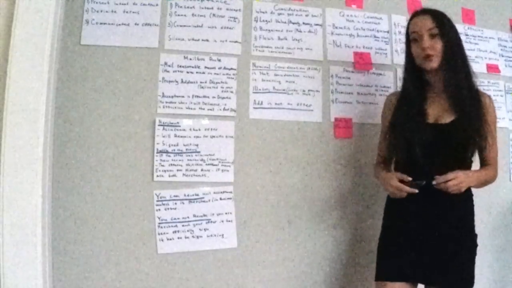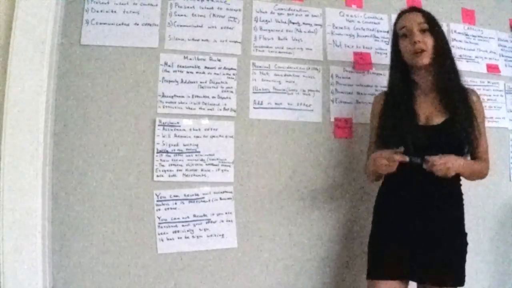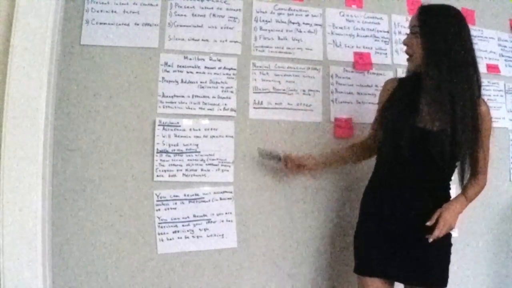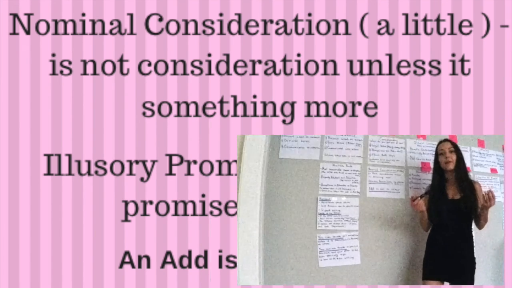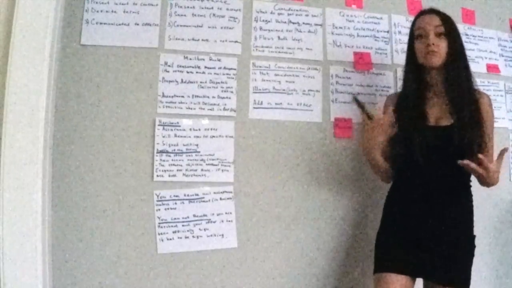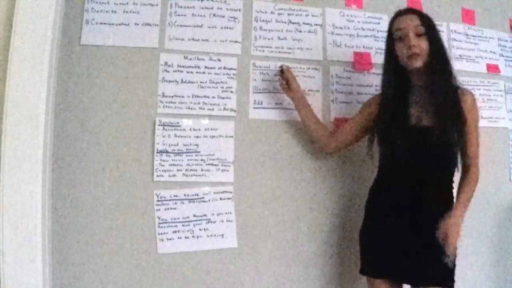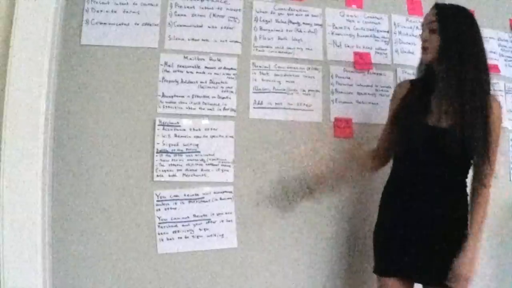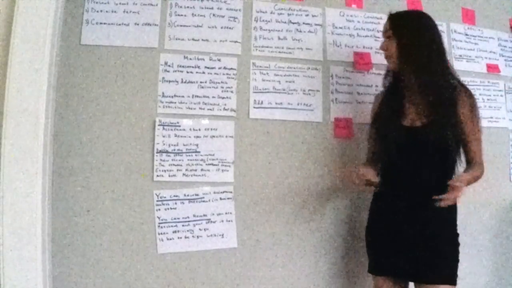Consideration can only count one time. If it counts more than one time, then it means it's a past consideration and the contract could not be formed. In consideration, there are also some elements like nominal consideration, which means a little, is not consideration unless it is something more. For example, you're trying to sell your land for $1. It is nominal consideration because the land actually costs more than $1, so the value of that should be more, otherwise it is a gift.